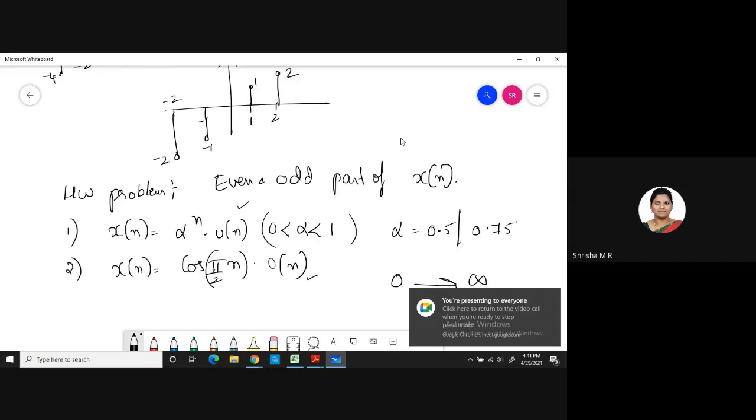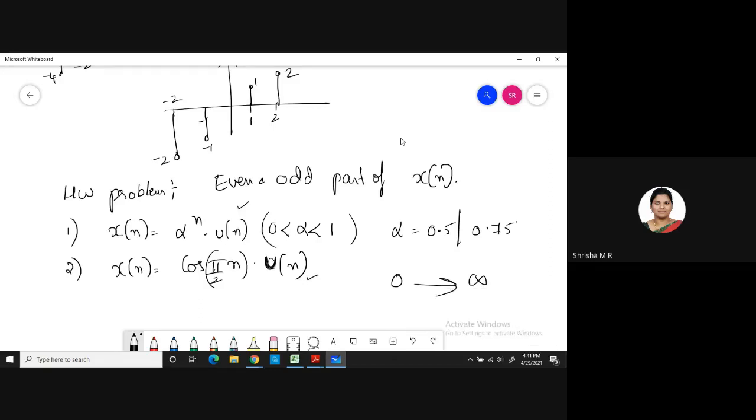Plot the even and odd part of the signal: alpha to the power of n into u of n, where alpha lies between 0 to 1. You can take it as 0.5 or 0.75. And the second one is x of n is cos pi by 2 n into u of n. Substitute the values of n and plot the signal. N is equal to 0, n is equal to 1, 2, like that. You can go on plotting. Got it?